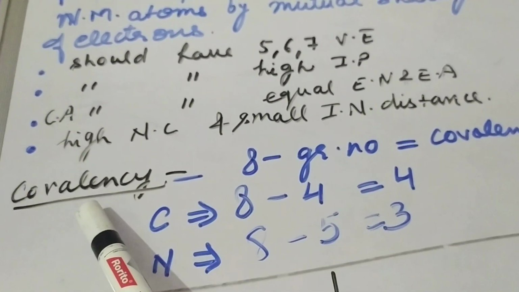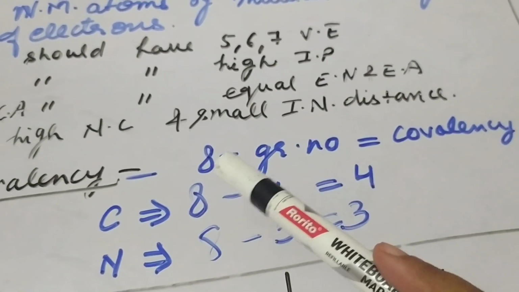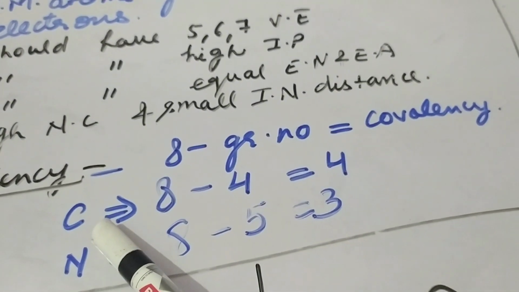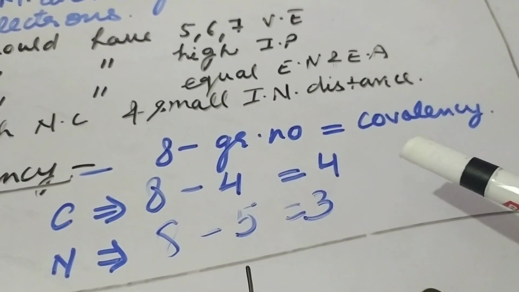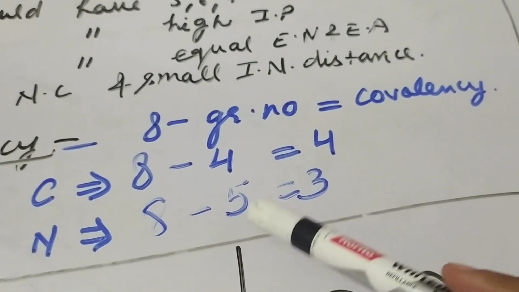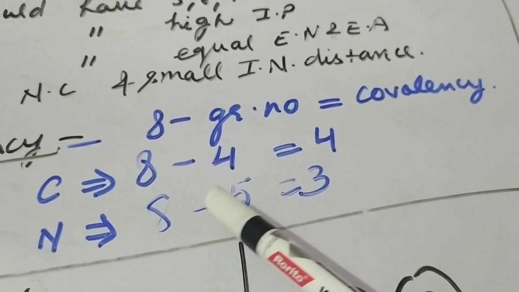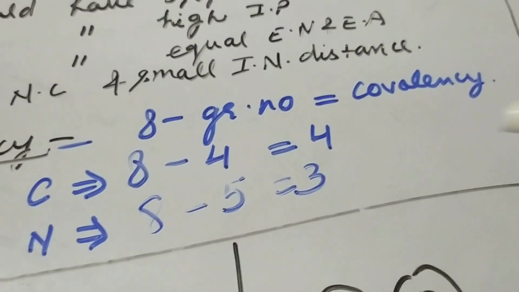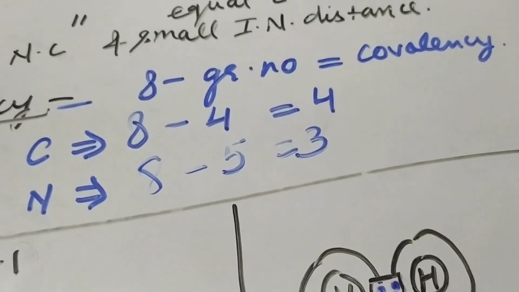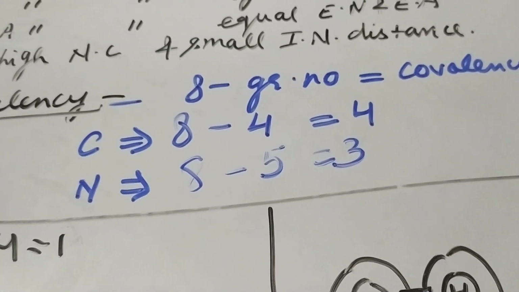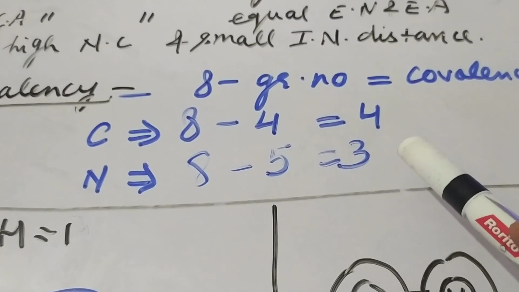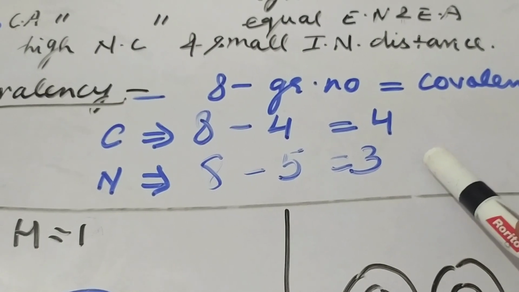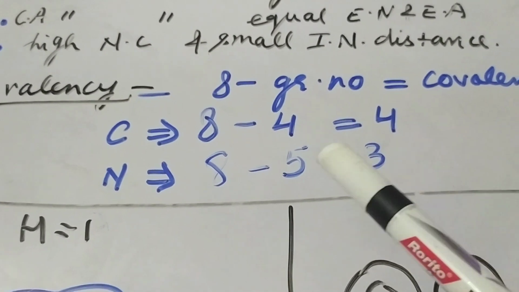Next term is covalency, which we can find by subtracting the group number of the element in the periodic table from 8. Suppose carbon is from group 4, so we'll subtract 4 from 8 and you will get covalency as 4. And nitrogen has group 5 in the periodic table, so we'll subtract it from 8 and you will get 3. So the covalency of nitrogen is 3, carbon is 4, and we can similarly find out the covalency of different non-metallic atoms. Or you can also define it as the number of electrons shared during the bond formation between the combining atoms, that is termed as the covalency of that particular atom.